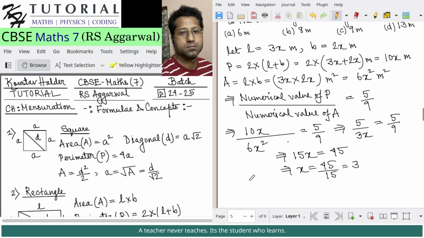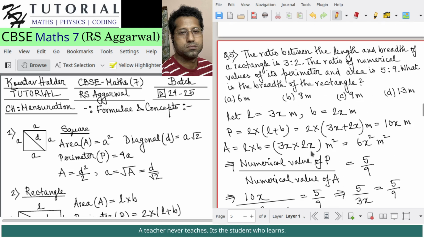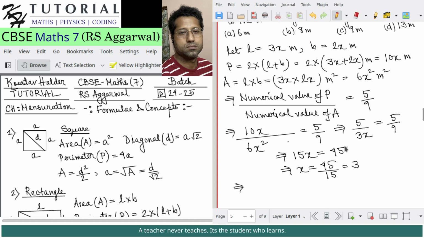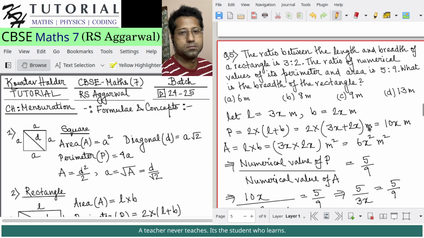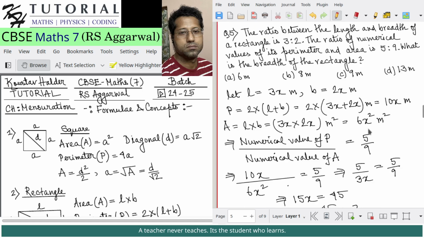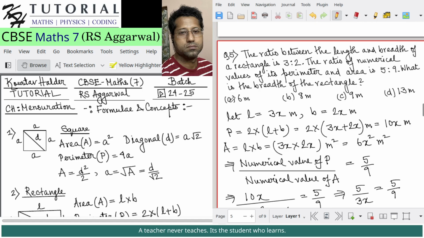What is the question? What is the breadth of the rectangle? The breadth B is equal to 2x meter, which is equal to 2 into x, x is 3 meter, which is equal to 6 meter. So the breadth of the rectangle is 6 meter, and hence the correct choice is choice A.